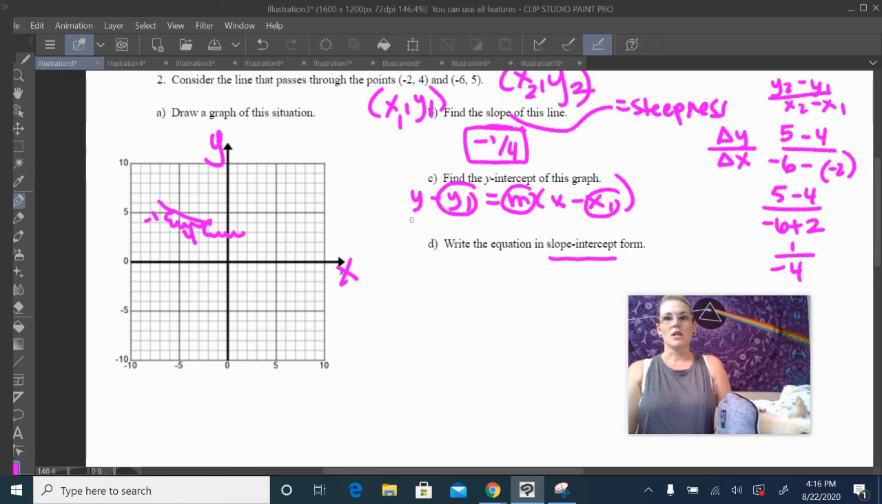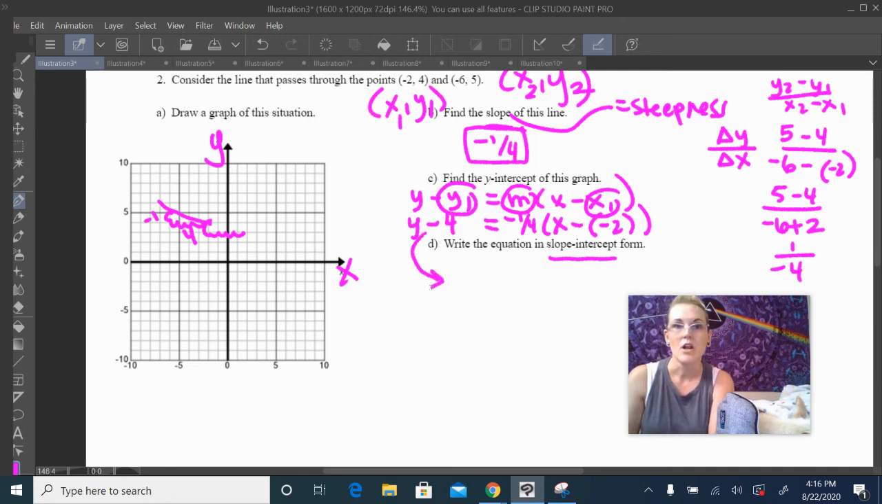So I'm going to plug in what I've got. So I've got y minus, and we just chose this one, it doesn't matter which one you do, minus 4 equals our slope, -1/4, times x minus, and then we chose this to be our first ordered pair, so minus a -2. Okay, so I don't have a lot of room, so I'm going to bring this down here, but know that I'm going to answer part D also in C. We'll just box each of them.